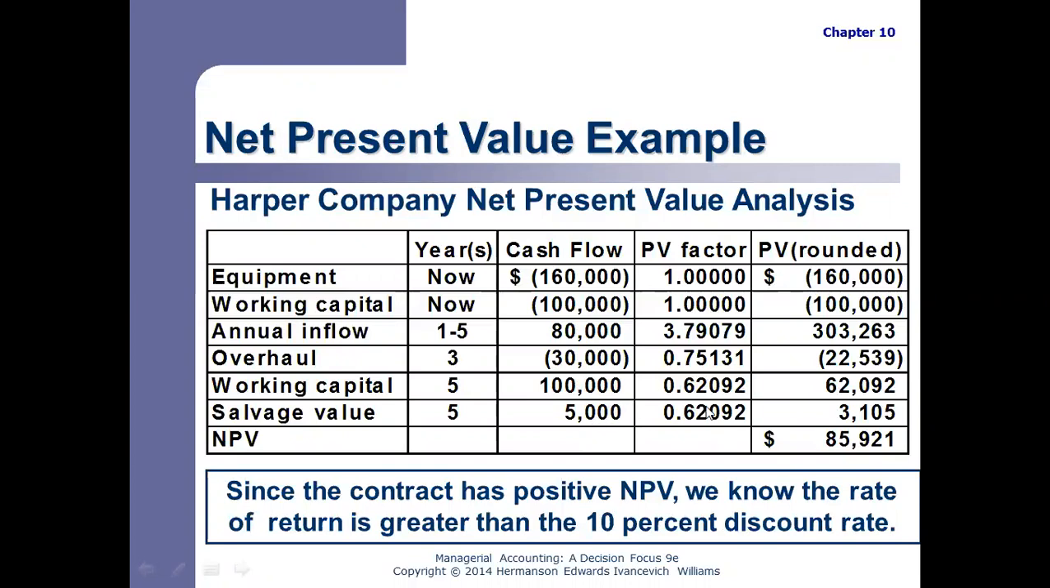$5,000 5 years from now, that's $3,105. Okay, you add up all the present values of the inflows, the positive numbers, minus the present value of the outflows, the negative numbers, and you get a net present value of $85,921. Again, the rule is if the net present value is positive, do the investment. Net present value negative, don't do it. Since it's positive, then we know we should do it because we're going to earn more than the 10% cost of capital or discount rate.